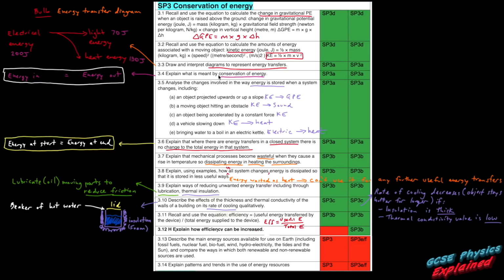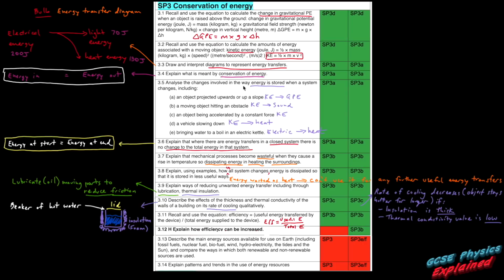You've got to explain what is meant by the conservation of energy, which just means the energy in equals the energy out. So I've put some values on the energy transfer diagram. If 200 joules of energy goes into the bulb, then 200 needs to come out. 70 of it was useful in this case, and 130 was wasted. Now the wasted energy still exists though, it just means that it can't be used for any further useful energy transfers.